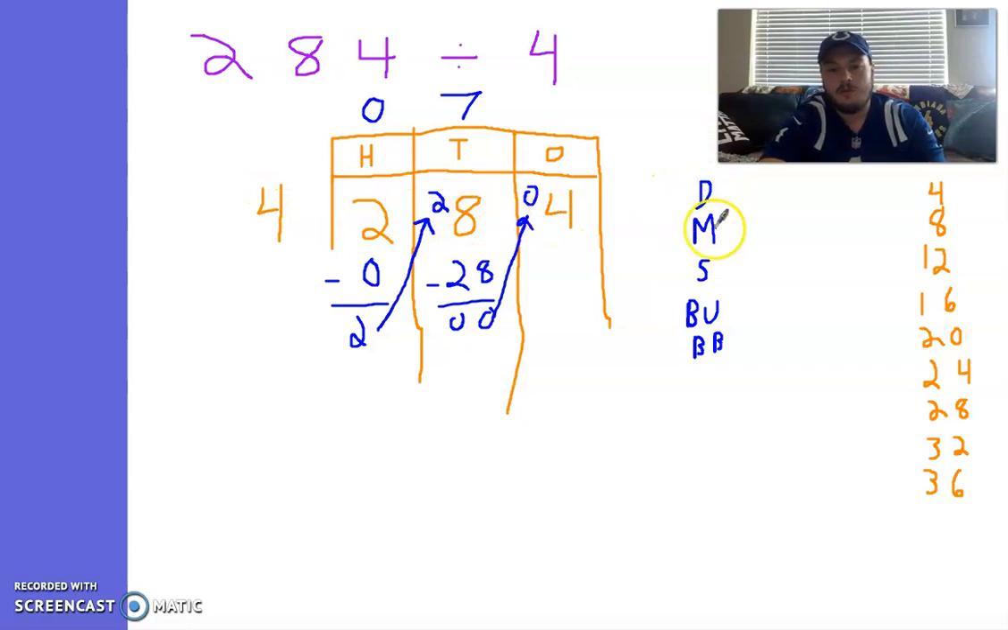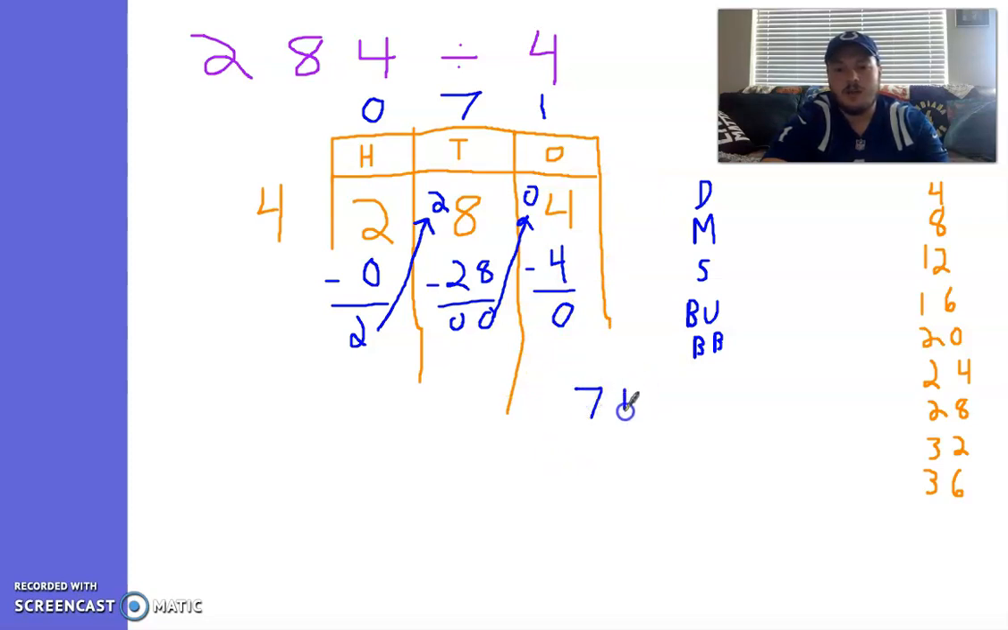How many times can 4 go into 4? Just once. Multiply 1 times 4, which gives me 4. Subtract gives me 0. I have no place to bring the 0 up to, nothing to bring it back to, so I know that my quotient is 71.